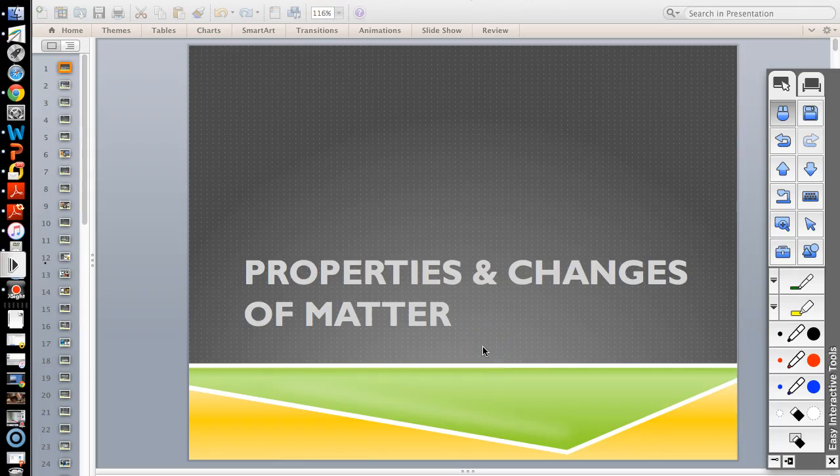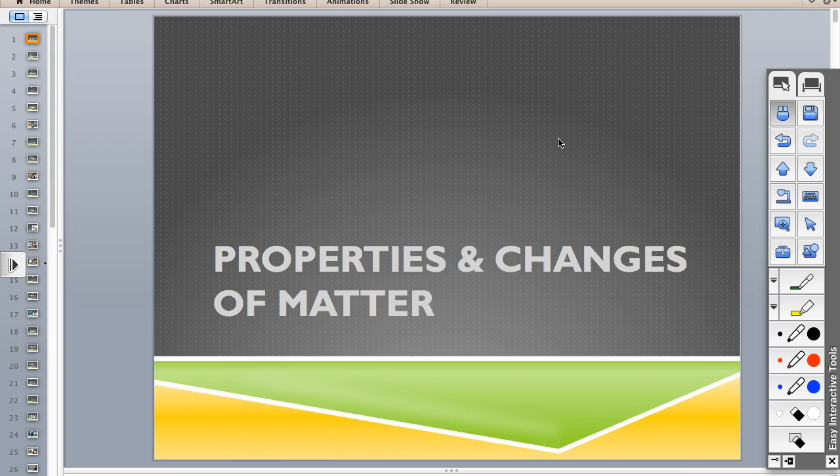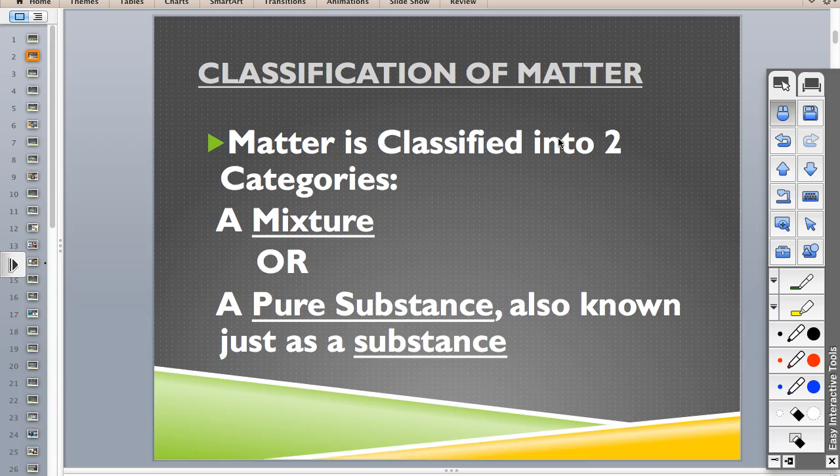Talk a little bit more about properties and changes in matter. And so as we do that, we had kind of introduced the idea of some physical and chemical properties yesterday: elements, compounds, mixtures, that kind of thing. Just want to go back and explain that after you kind of explored it.